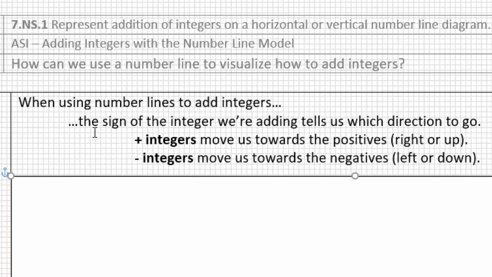The first is that the sign of the integer we're adding tells us which direction to go. The first number tells us where to start. The sign of the second number tells us if it's positive to move towards the positives, that would be right on a horizontal number line, or up on a vertical number line. A negative integer moves us toward the negatives, or to the left on a horizontal number line and down on a vertical number line. We're going to put this into practice today with 4 example problems. Let's take a look at our first example.